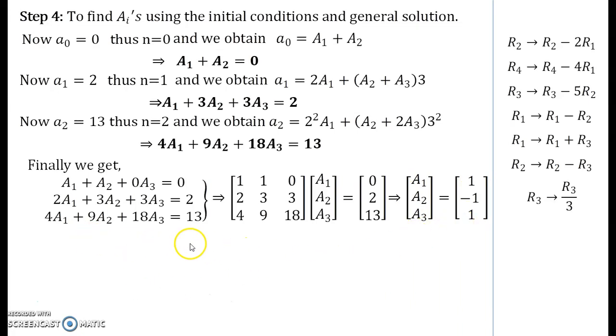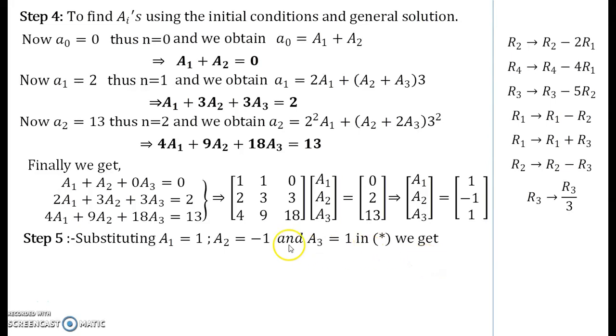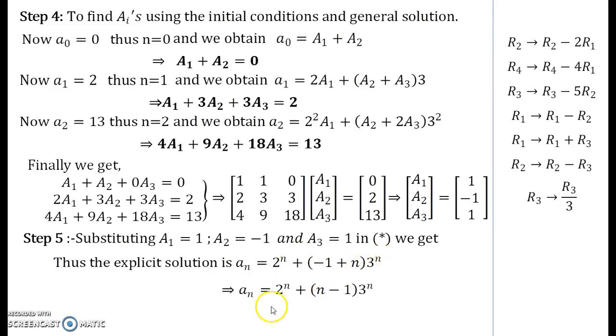So after solving this for a1, a2 and a3, you substitute these values in the general solution that we had found, and then you will get your explicit solution for the recurrence relation, which is an equals 2 to the power n plus minus of 1 plus n times 3 to the power n. Now that same thing can be rewritten in this manner, which looks a little nicer. That is, an is equal to 2 to the power n plus n minus 1 to the power n minus 1 times 3 to the power n.